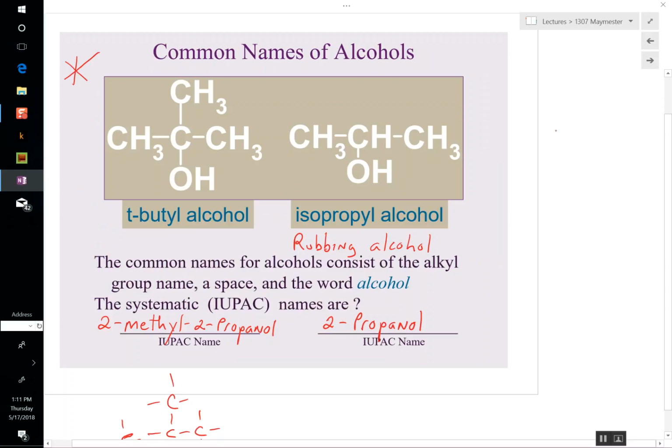So there is a 1-propanol, and there is a 2-propanol. 1-propanol has the OH on the end. 2-propanol has the OH in the middle. You're going to find out in this chapter how critical that is, because these two alcohols react differently. They undergo different reactions and produce different products. So this is 1-propanol.